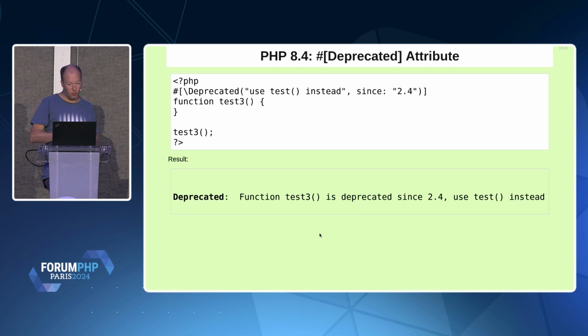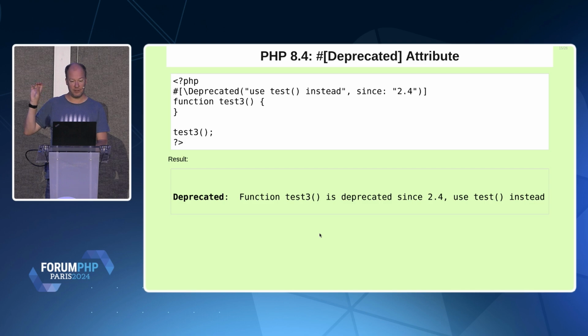All right, let's look at a few more smaller features in PHP 8.4. We are going to get a deprecated attribute. It's an attribute you can set on basically all the things that you can call, or where, at least in PHP's engine, you can currently have deprecated things. So you can have a deprecated function. In this case, the function test3 is deprecated. And in the attribute, you can set a message. In this case, "use test instead".